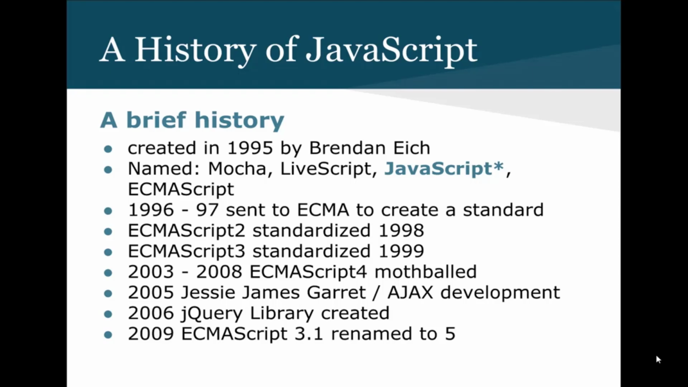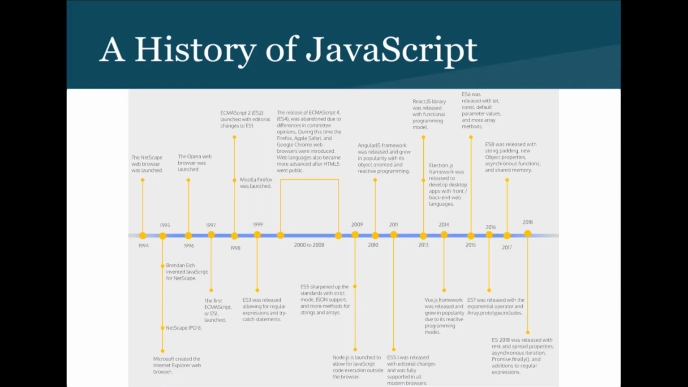So the browser wars throughout the early 2000s are part of the reason that ECMA 4 was scrapped. Version 3 got renamed to 5. There was this really cool thing that happened in 2005. This guy, Jesse James Garrett, wrote a white paper which brought about the implementation of Ajax, which we will talk about later on in this course, and the renaissance of JavaScript, which then turned around and led to the creation of JavaScript libraries like jQuery and MooTools. From there, so much stuff, right?